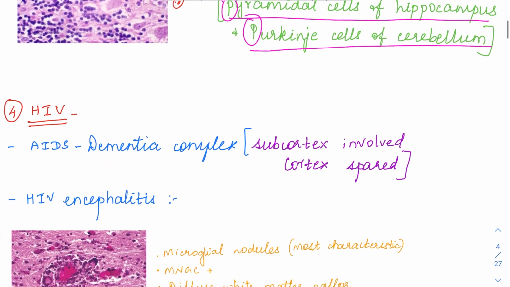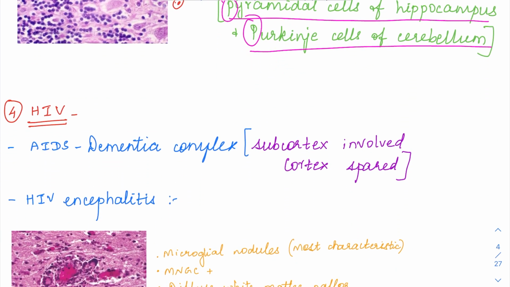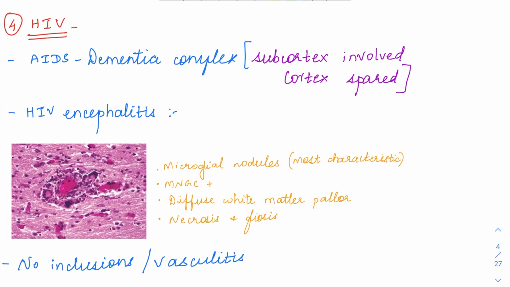So, in the brain, we'll be reading about many inclusions. So, remember, I'll club them together at last also, but still remember it now. Next, we'll see about HIV infection. So, HIV infection, again, is part of AIDS dementia complex.